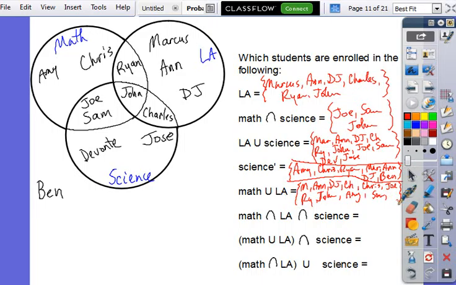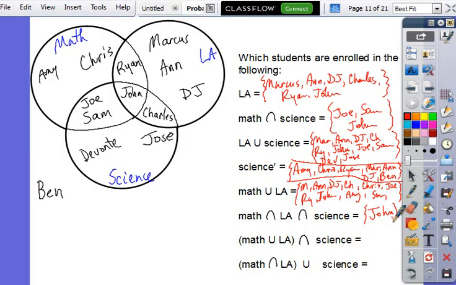Now look at the next one. It says math intersected with language arts, intersected with science. In other words, it's got to be in math and language arts and science all at the same time. It should be John. He's the only one that's in all three circles at the same time. Remember, that's an and. It's got to be in all three in this case.